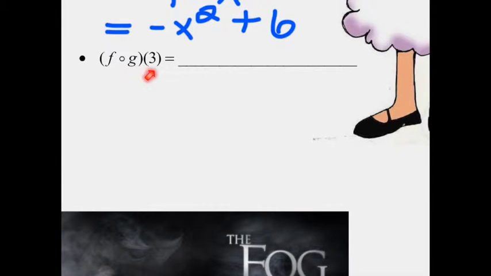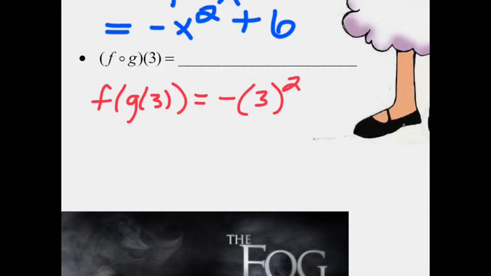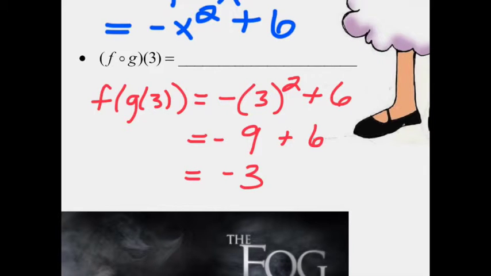Okay, now if we're going to evaluate that function at 3, then we're just going to be plugging 3 into our composition function. So what that looks like is f of g of 3, I could write it like that, is going to be negative of 3 squared plus 6. Now notice that's not negative 3 squared, it is negative of 3 squared is 9, so negative 9 plus 6, and that comes out to be negative 3. So the f of g of 3 is equal to negative 3.